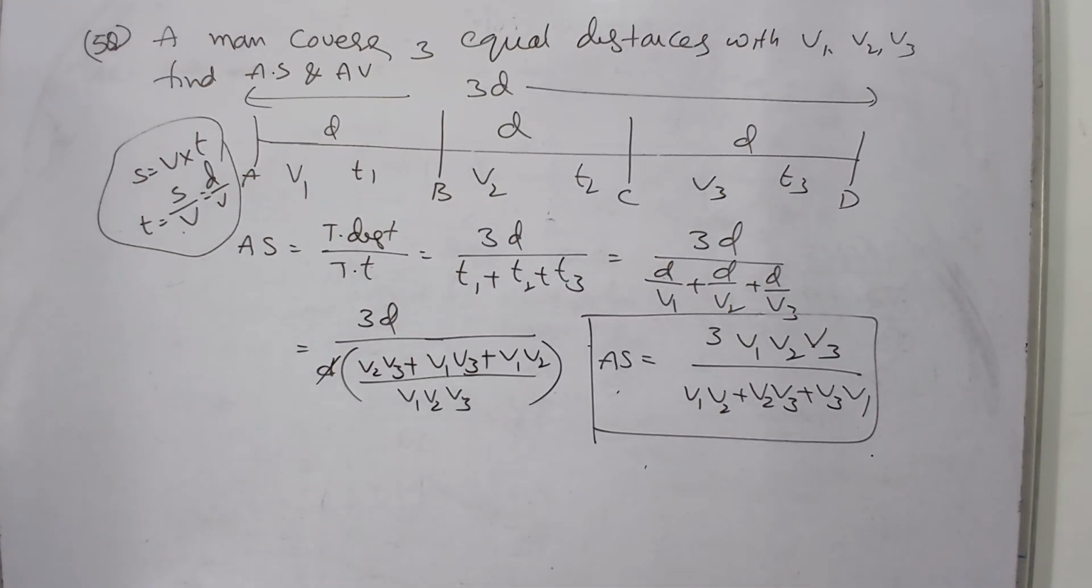Average velocity no need to find, you will get the same answer because this fellow is going in a straight line. In a straight line, already I told you average speed and average velocity both are equal. Please note down better.